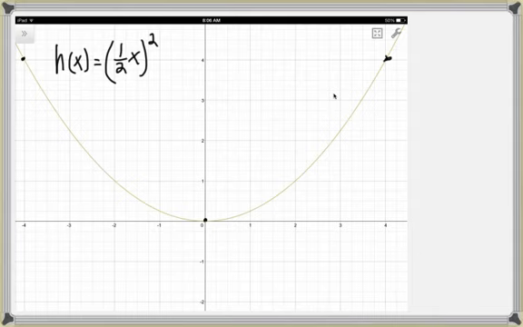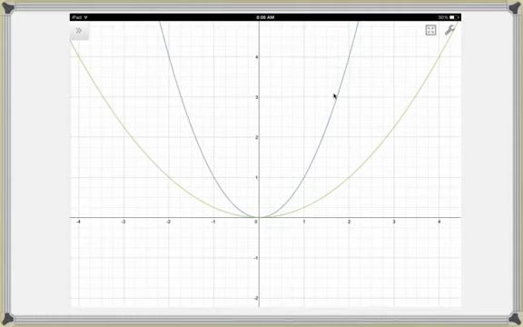So the last thing that I want to do is compare the two. So what I've done is I've graphed both equations in my graphing calculator, and you can see it, the blue being the original, the green being my new. So you can see how it has horizontally been stretched.